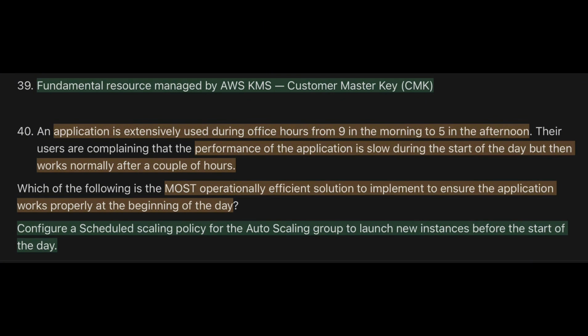And now let's say an application is extensively used during office hours from 9 a.m. in the morning to 5 in the afternoon. And the performance of the application is slow during the start of the day, but then works normally after a couple of hours. And so the best way to ensure the application works properly at the beginning of the day is to configure a scheduled scaling policy for the auto-scaling group to launch new instances before the start of the day.